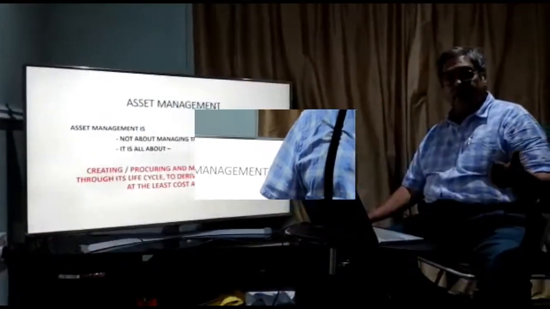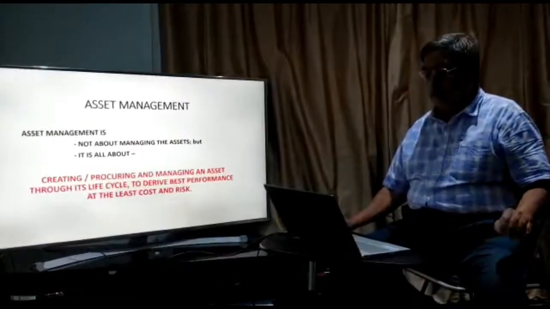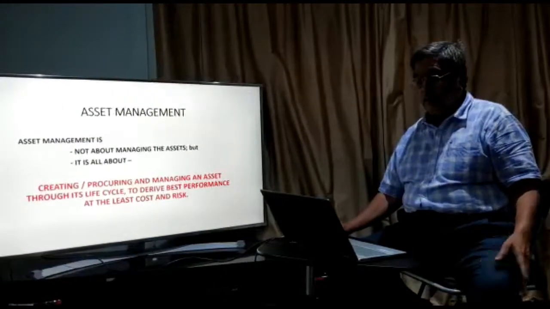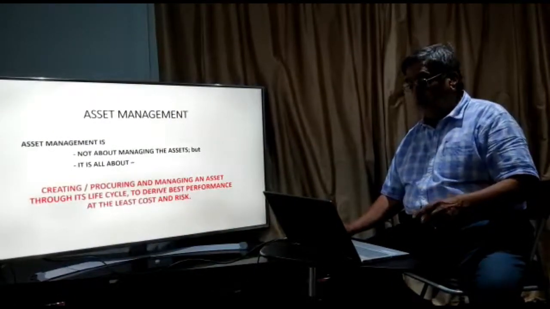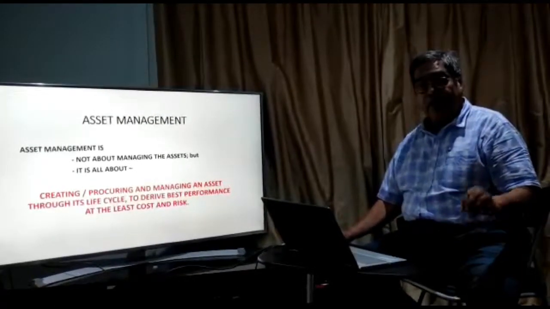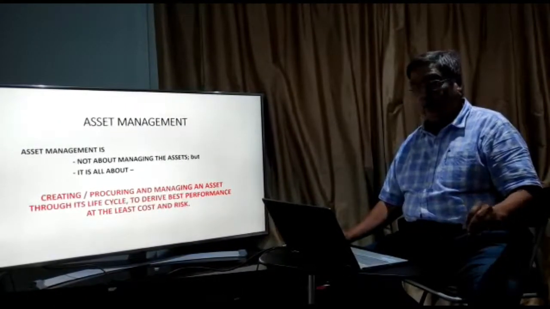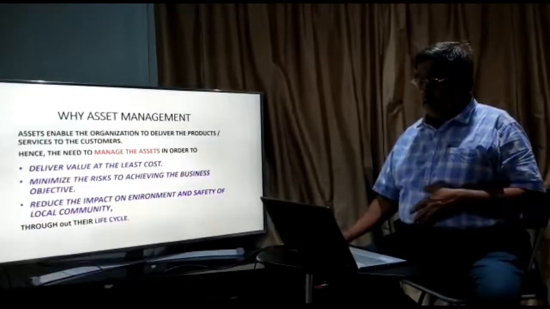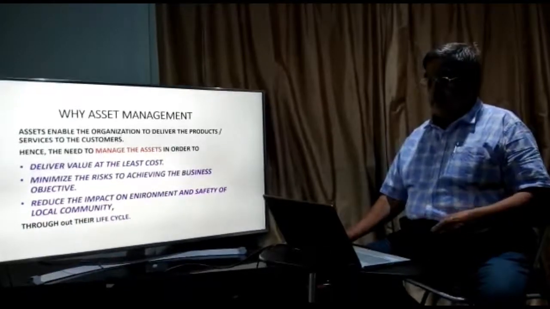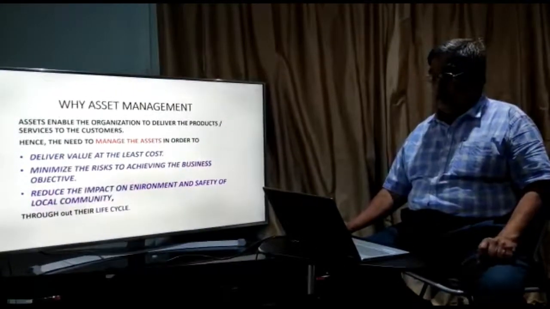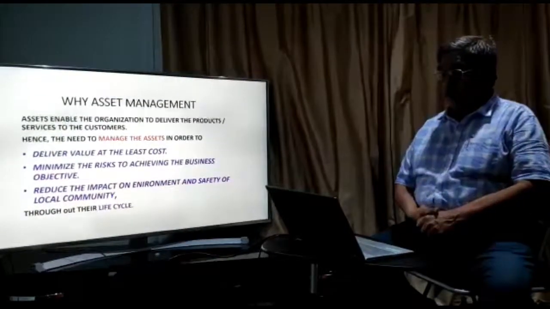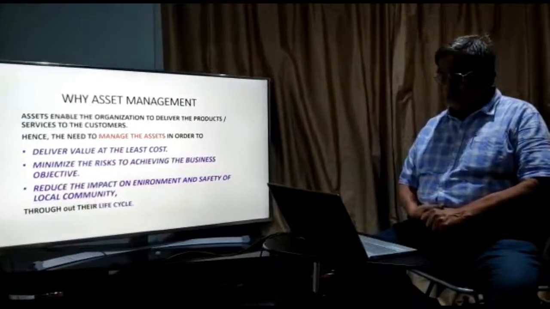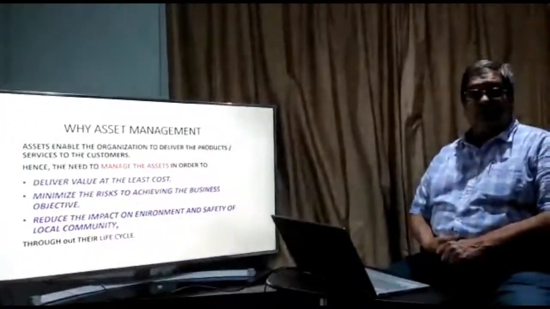Asset management is not all about managing the asset, but it is about creating, procuring, and managing the asset through its entire life cycle to derive the best performance at the least cost and risk. Why asset management? Assets enable the organization to deliver products and services to the customer. The asset has to deliver value at the least cost. It has to minimize the risk to achieve the business objectives.